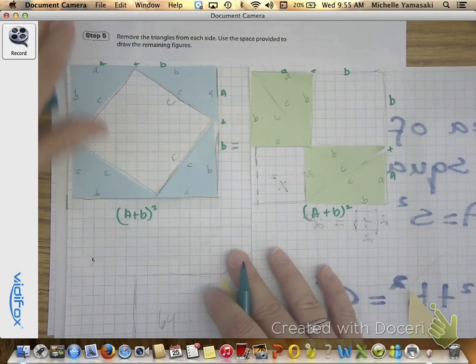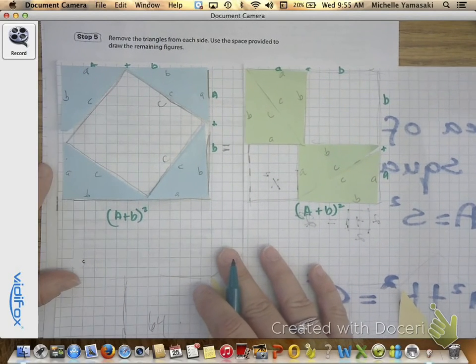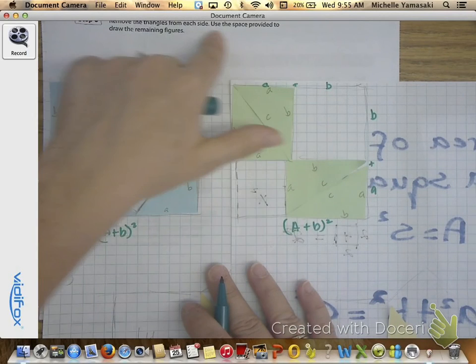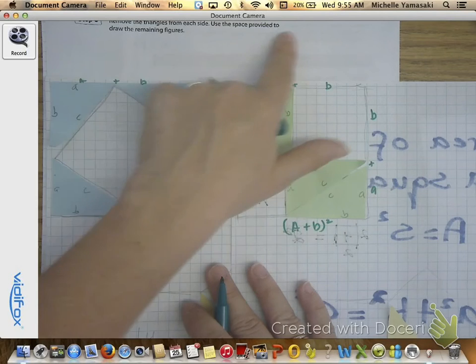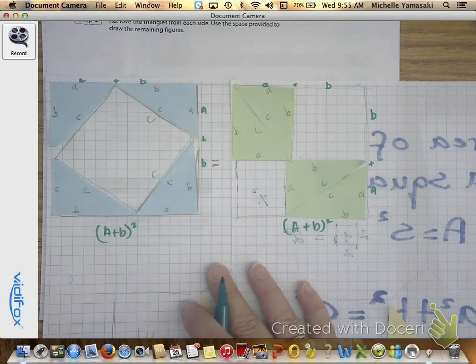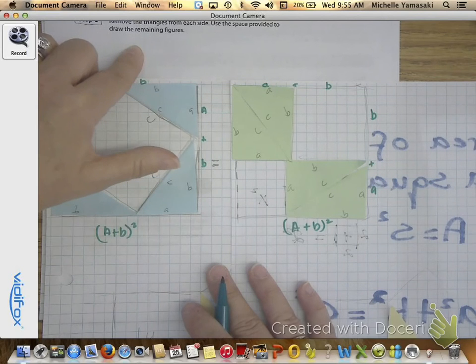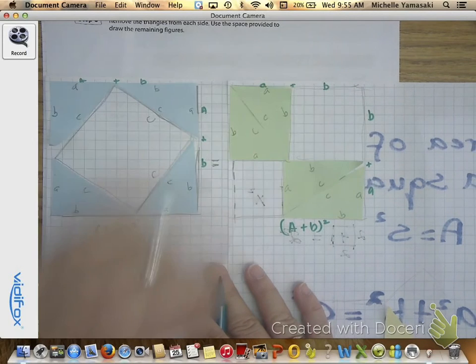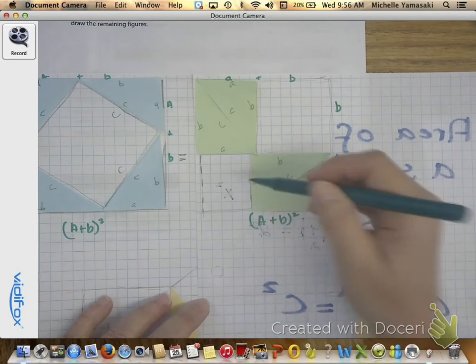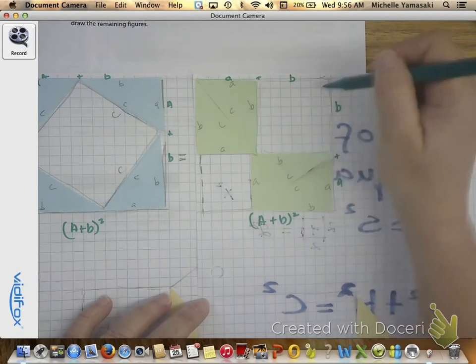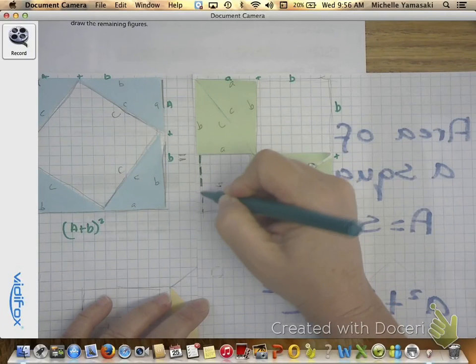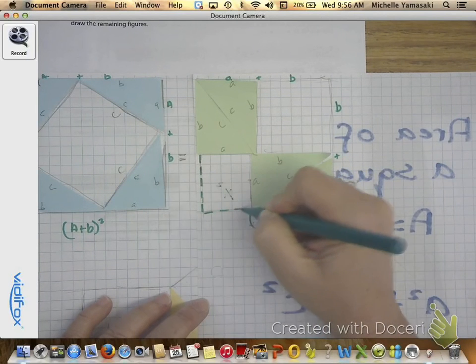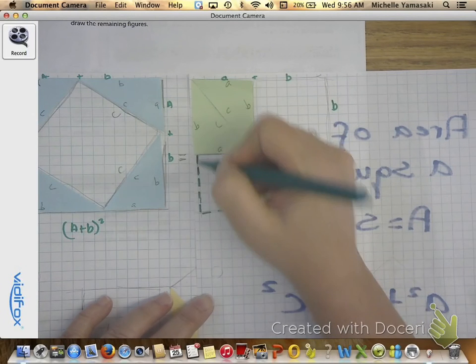Look at step 5. It says remove the triangles from each side. Use the space provided to draw the remaining figures. If I removed my triangles, what shape would be left? Square. Just this square. So down here you're drawing just your square in the center. And over here, if I remove these, what's going to be left? Square. 2 squares. You're just drawing those, the dashed areas, without those. Okay? Is that making sense?